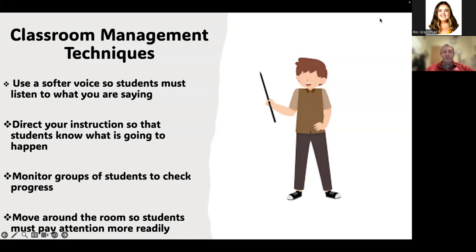Direct your instruction so the students know what's going on. Again, adults almost require the basic knowledge of the who, what, when, where, and why of what's going on in the classroom. And that is our responsibility to share with them. Monitor groups of students to check progress. One thing that I've found previously that helps tremendously are small group study opportunities and small group skill acquisition. Problem here is, as with any small group, they tend to get off task. Our job as the educator is to monitor these small groups and to get them on task to ensure that they're getting out of it what they need.